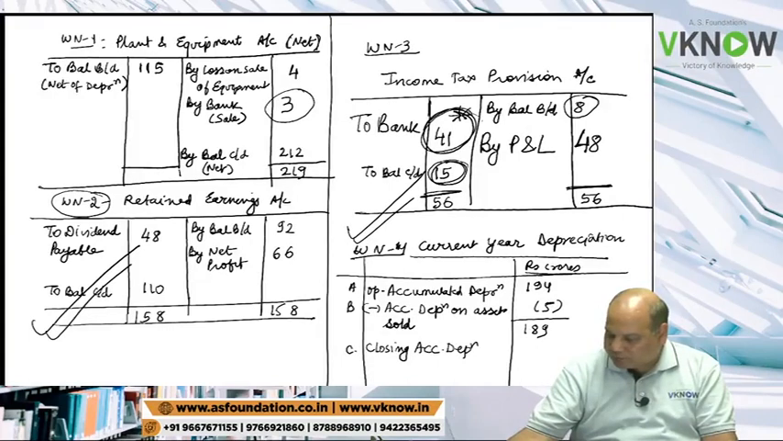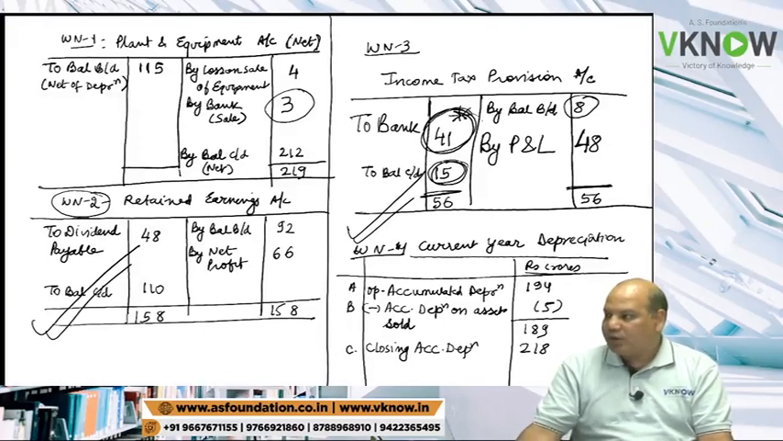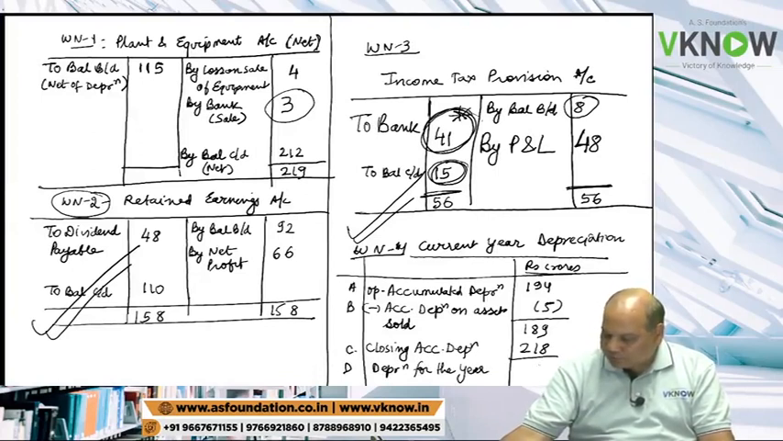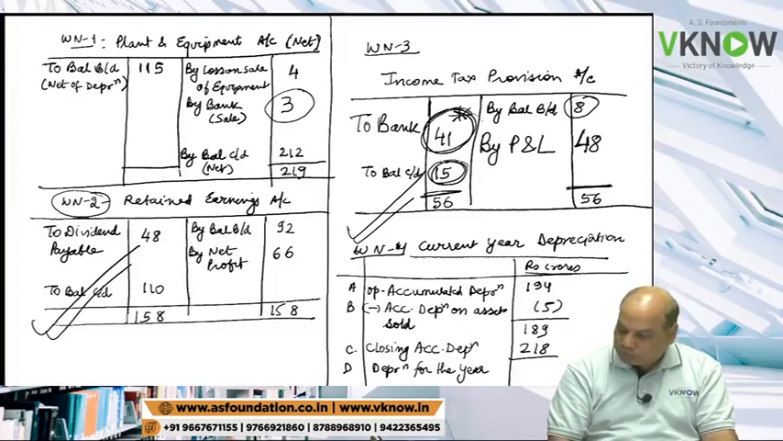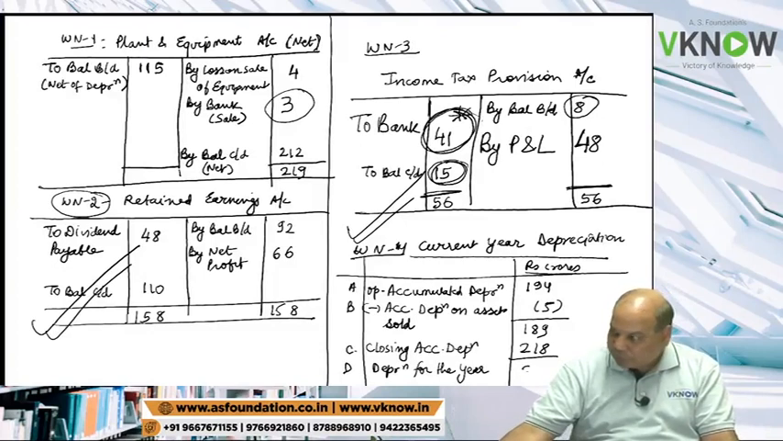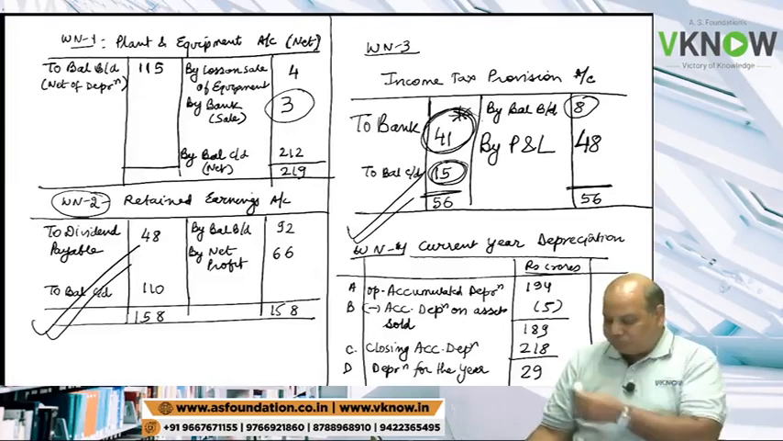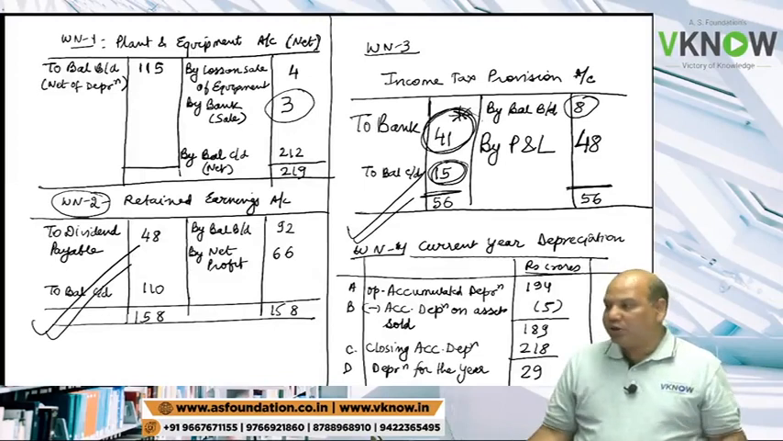Compare this with your closing accumulated depreciation. Closing accumulated depreciation is given in the closing balance sheet: 218. The difference between the two is the depreciation for the year. 218 minus 189 is 29. One student, Chetan, got it right, but nobody else could give the answer. So current year depreciation is 29.